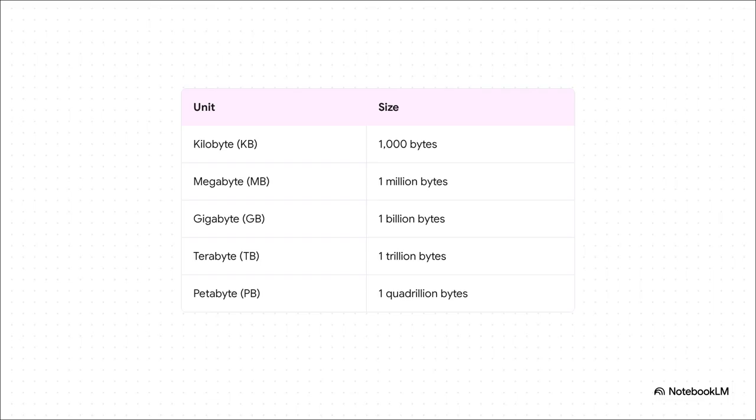And once you have a byte, the math scales up exponentially. A kilobyte is 1,000 bytes. A megabyte is 1,000,000. A gigabyte is 1,000,000,000. It is genuinely awe-inspiring when you think about the scale here. When we jump from a single byte, just one tiny letter of text, all the way up to a petabyte, we are talking about 1 quadrillion bytes of data.